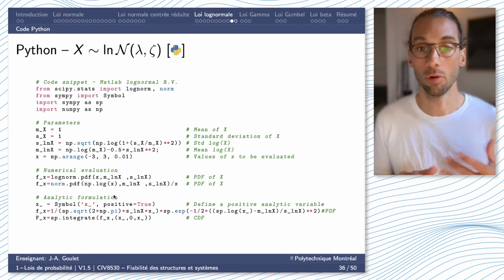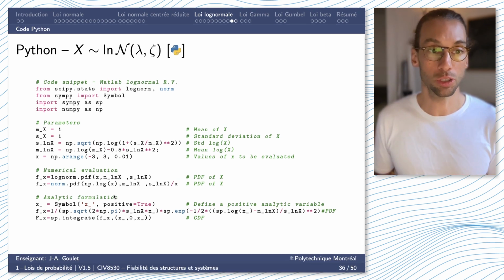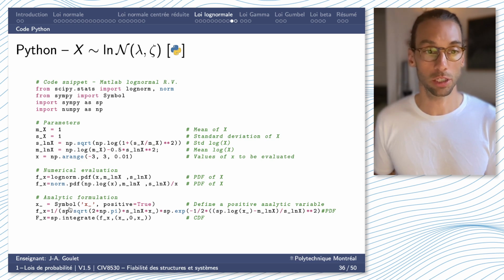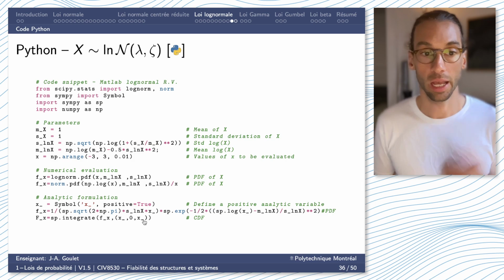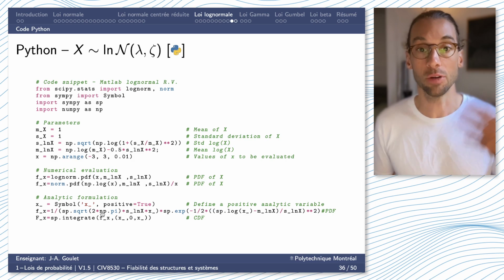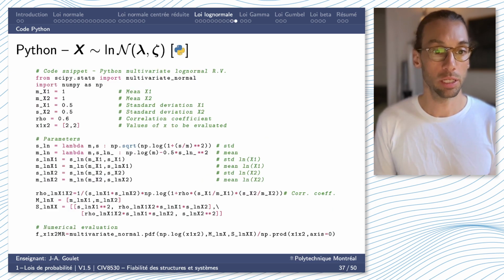We can, if we want, manipulate analytical expressions using the symbolic library of Python. So I'm going to define x underscore as my symbolic variable that I'm going to be able to manipulate into an analytical expression. So for my PDF, I can then obtain my CDF by simply integrating analytically f of x with respect to x from 0 to x, my symbolic variable. So I can do algebraic manipulation with this.